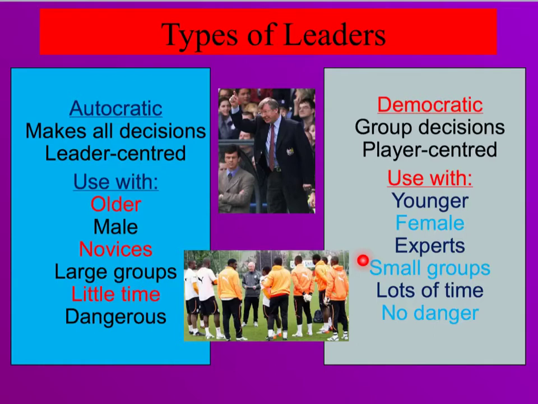If you haven't got much time, again, so think of a half-time team talk, for example, 10 minutes or 15 minutes or something. You don't want to open it out to discussion. Keep it autocratic. Whereas if there's lots of time, we're in pre-season or we're away for a training camp or something like that, get the players involved. And danger, so the type of task that we're doing, dangerous tasks, outdoor activities, things like that, we need to be autocratic just for safety reasons, and if there isn't any danger with the task, we can be democratic.